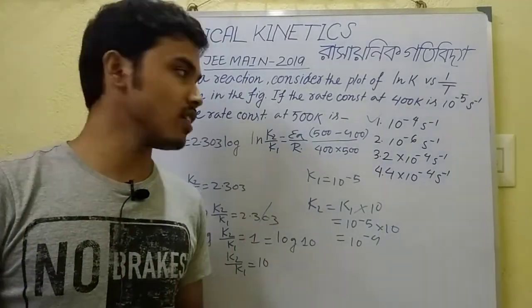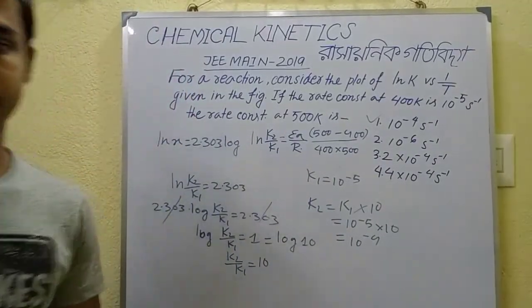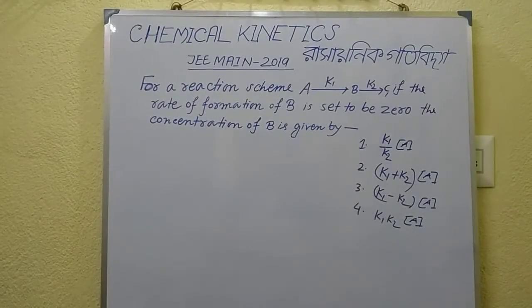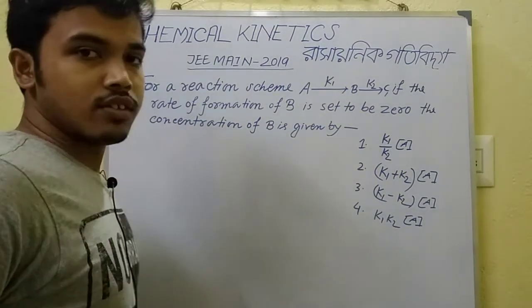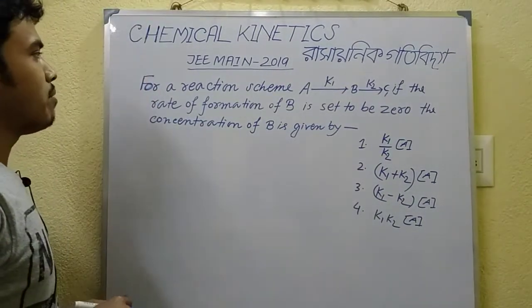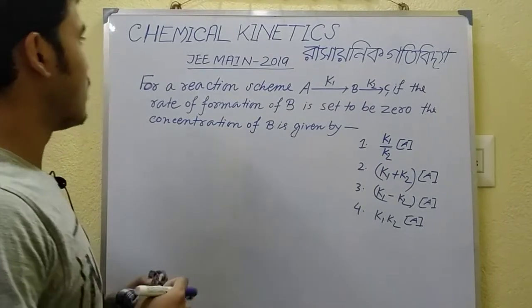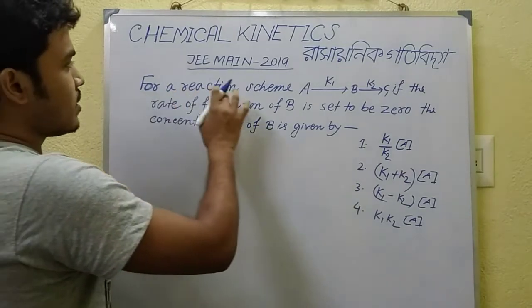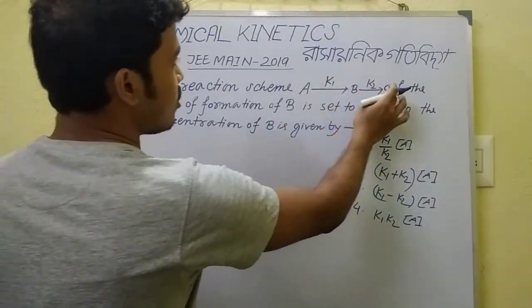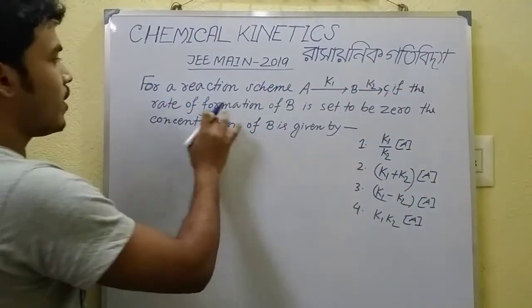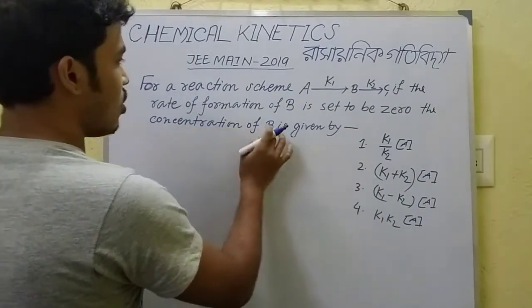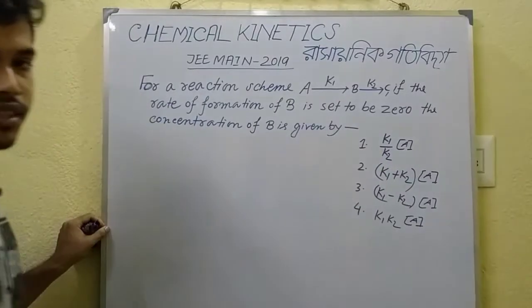Okay, so let's take the second question. This is the second question from JEE Main 2019. So let's see the question. For a reaction scheme A to B to C, if the rate of formation of B is set to 0, the concentration of B is given by, and the options are given here.